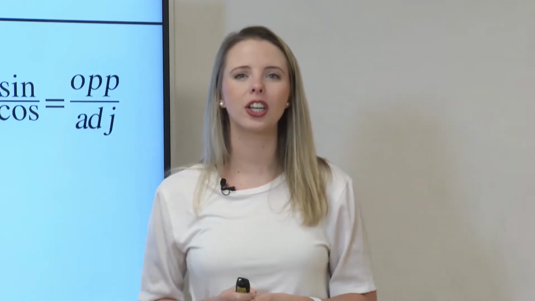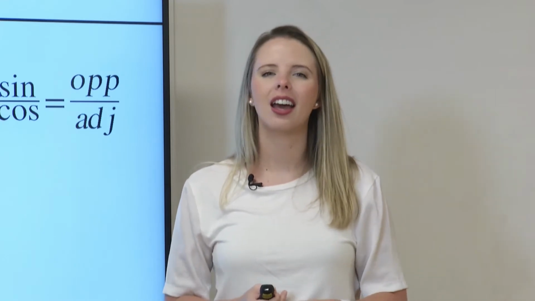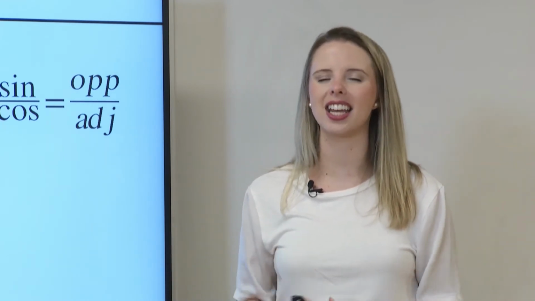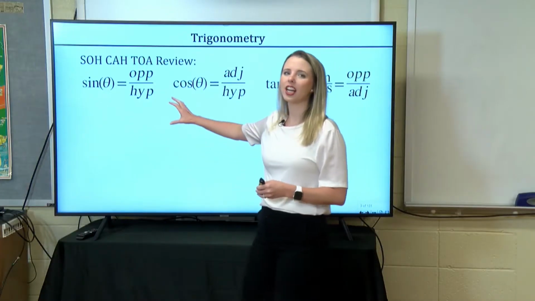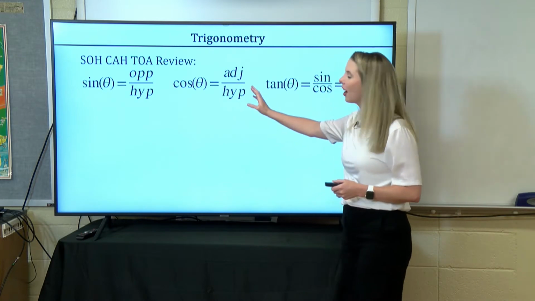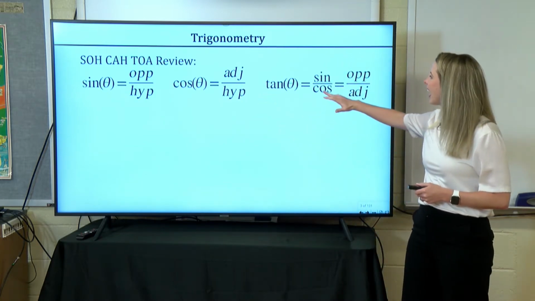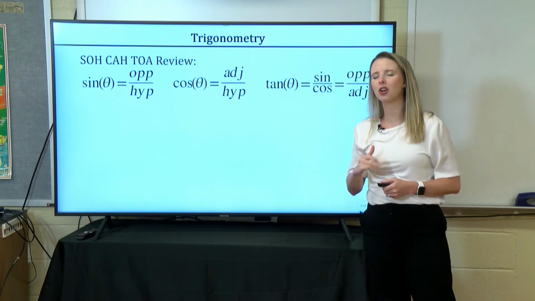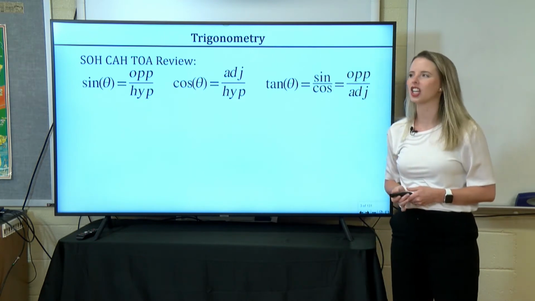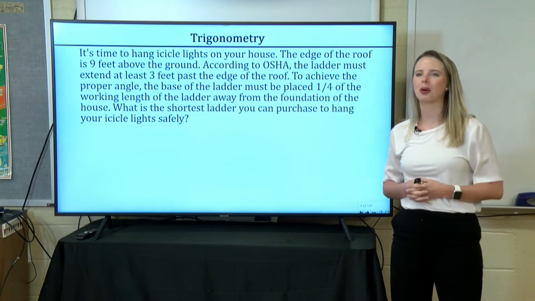Back in geometry, you learned about SOHCAHTOA. And when I say SOHCAHTOA, you hopefully know that I mean the ratios with sine, cosine, and tangent. Sine is the ratio of the opposite side and the hypotenuse side. Cosine is the ratio of the adjacent side and the hypotenuse side. And tangent is the ratio of sine and cosine, or opposite and the adjacent sides. So let's actually see what this looks like in a problem.